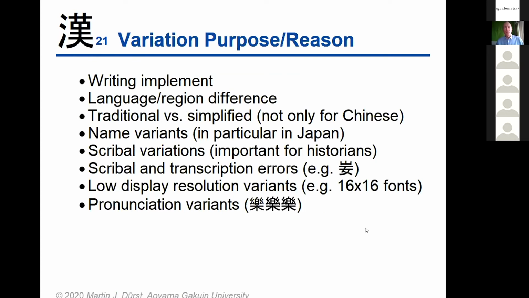Okay, then next, well, what's the purpose of variation? You have writing implements, language region differences, traditional versus simplified. That applies to Chinese, but also to Japanese. You have name variants, in particular in Japan. You have scribal variations. That's important for historians. You have the inscription as the example that we have already seen.